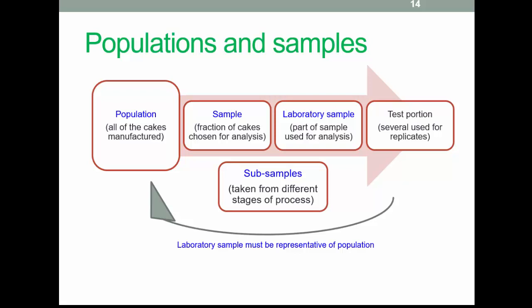Whenever you do a chemical analysis, you normally do it in what's said to be triplicate. That is, you repeat the experiment 3 times. They may have subsamples from different stages of the process. It's probably not relevant for a cake, but there may be some foods where that is relevant. And as I mentioned right at the start, the overall thing is it must be representative of the population.